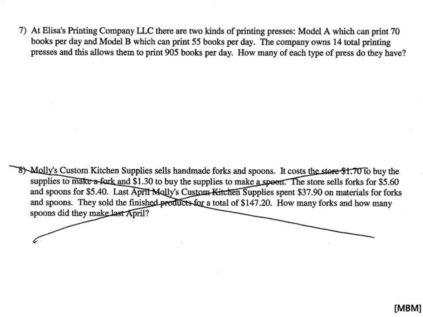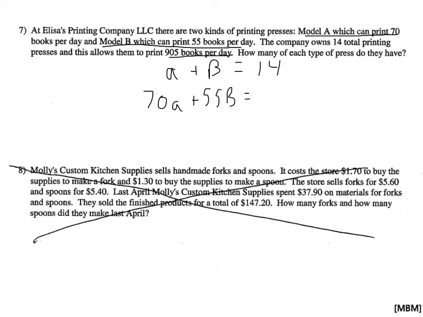Okay, so we know that Model A plus Model B, there's 14 total printing presses between them. Then we know that Model B prints 55 books, and Model A prints 70 books, and total they print 905. So we have 70A plus 55B equals 905.